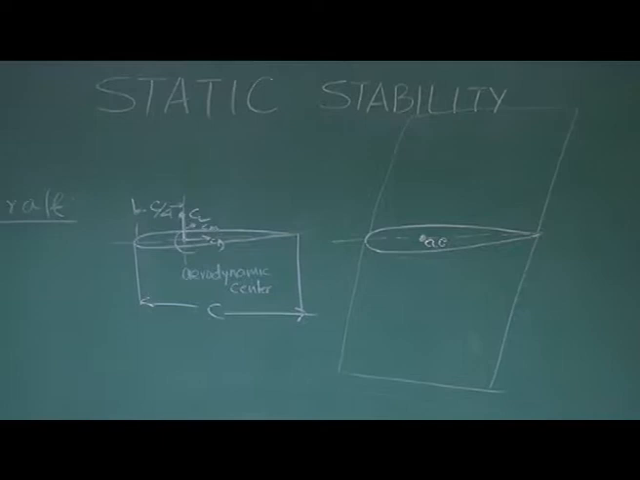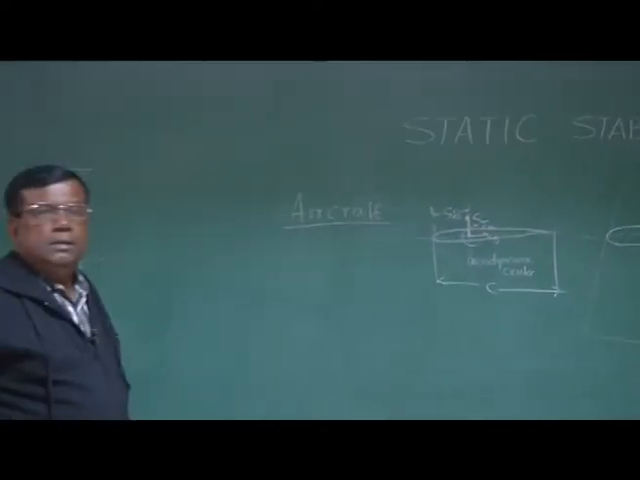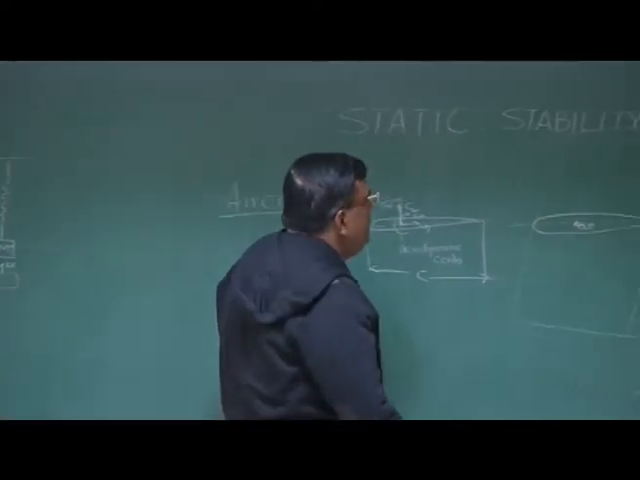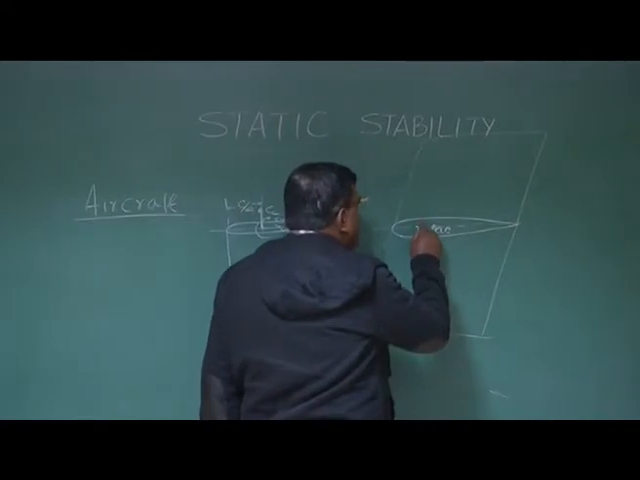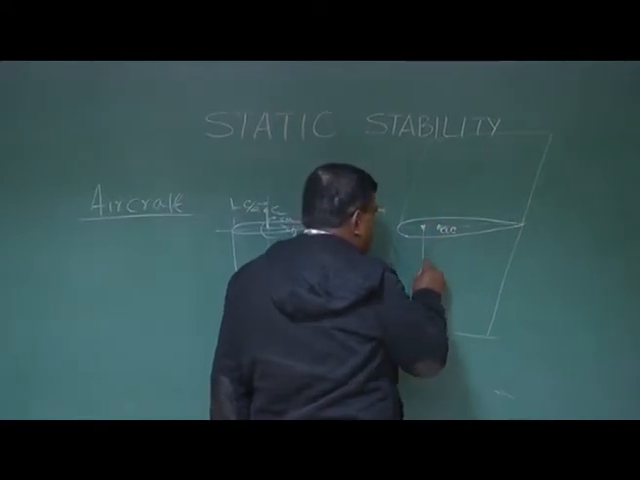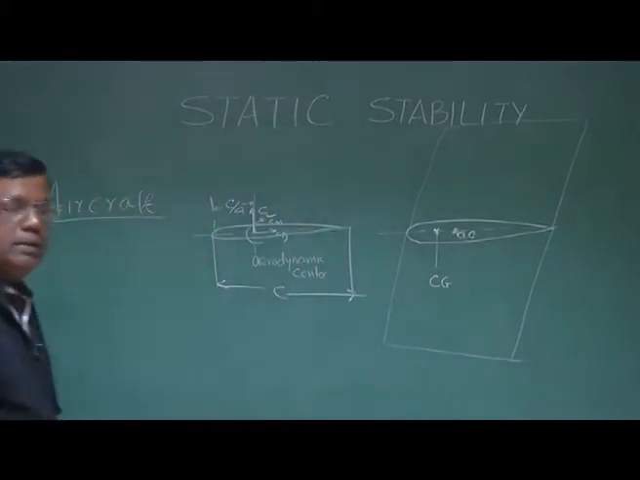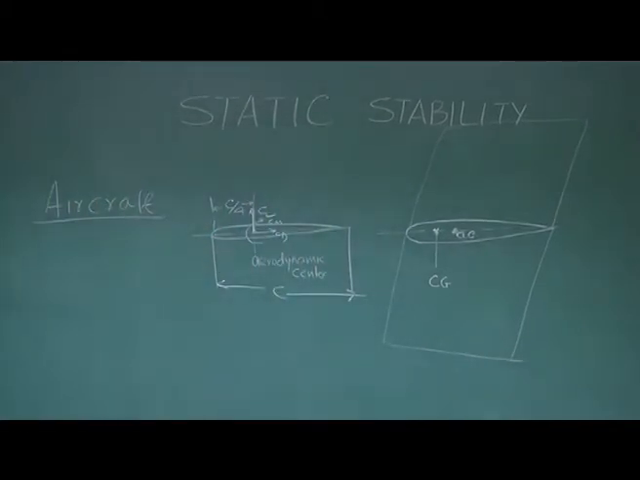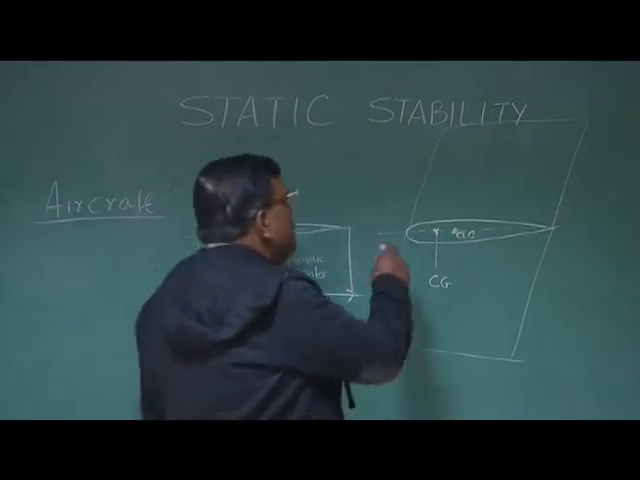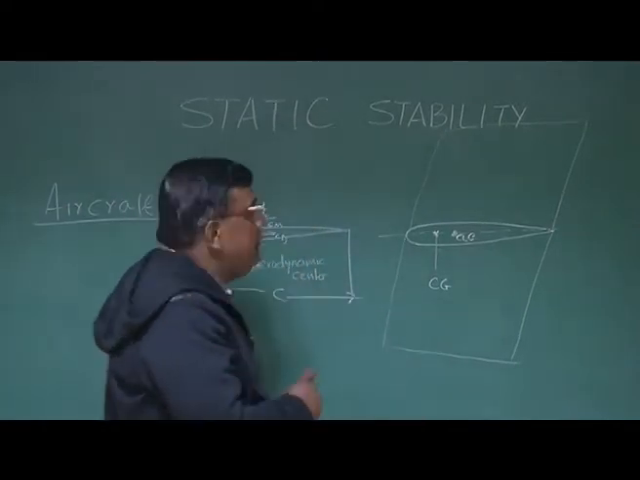Let us say this wing I want to fly. It has enough area. Now there are two positions possible. One is, let's say, the center of gravity of the wing is ahead of the aerodynamic center. Correct? If this is the situation, let's see what happens.